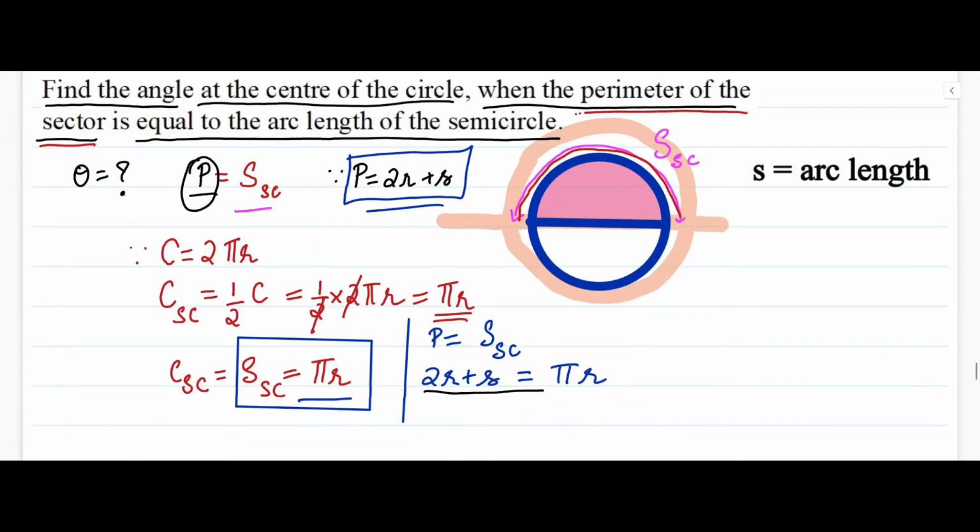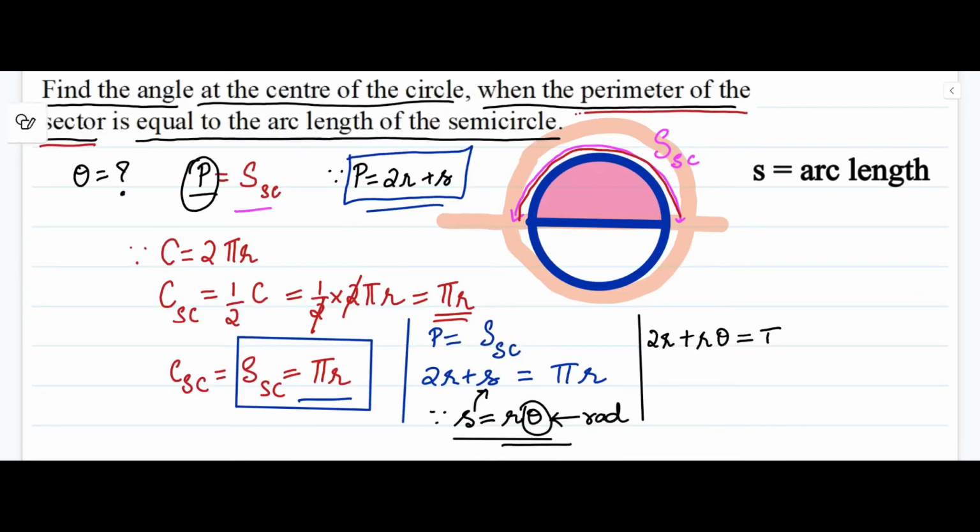Now when we look at this equation, we have a formula for the term s, that is the arc length. For all sectors, the arc length is equal to r theta, where theta is always in radians. Next, let us substitute this formula in the previously obtained equation: 2r plus s, that is r theta, is equal to pi r. In the question they have asked us to find the value of theta, so let us group the terms accordingly. First let us keep the term having theta on the left hand side and move all other terms to the right hand side.